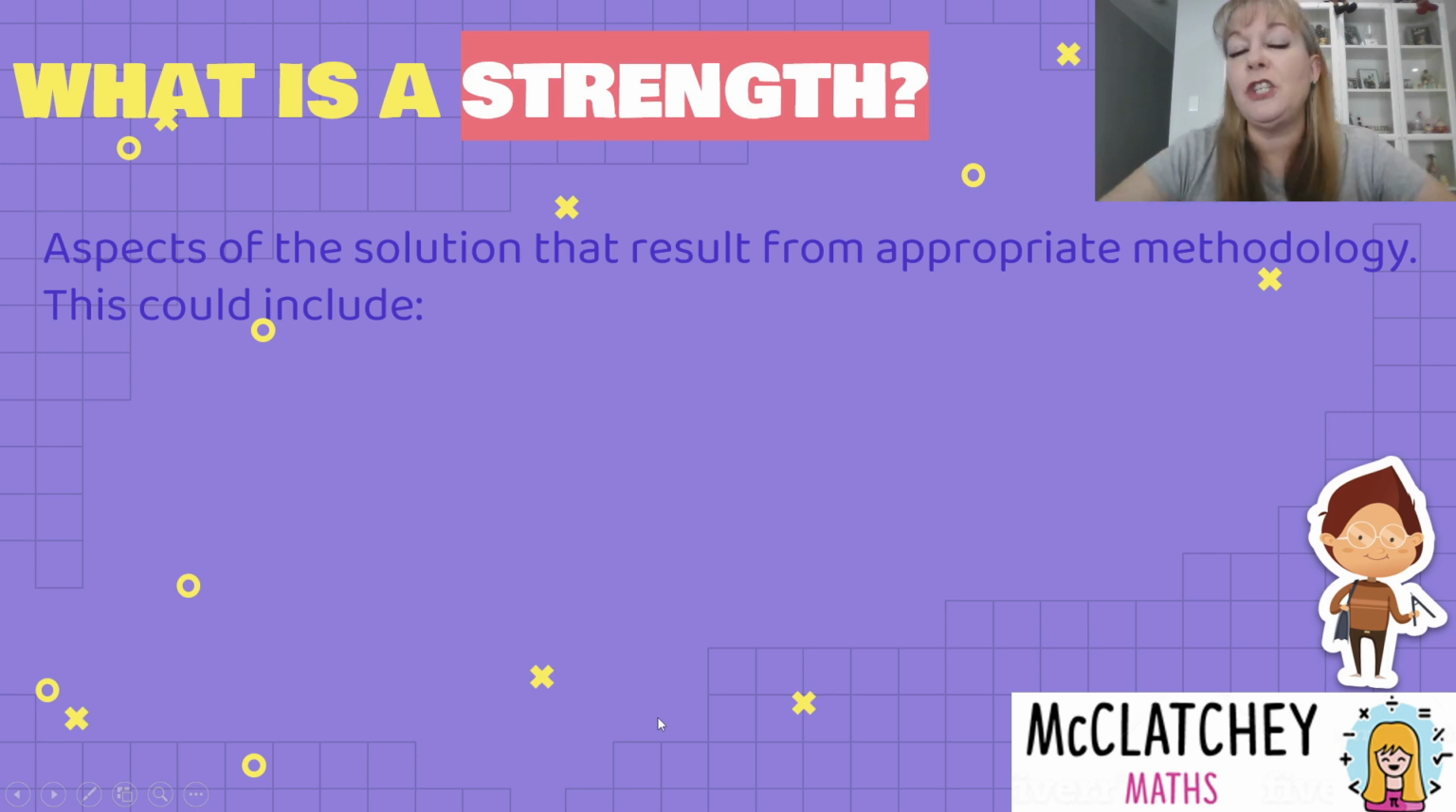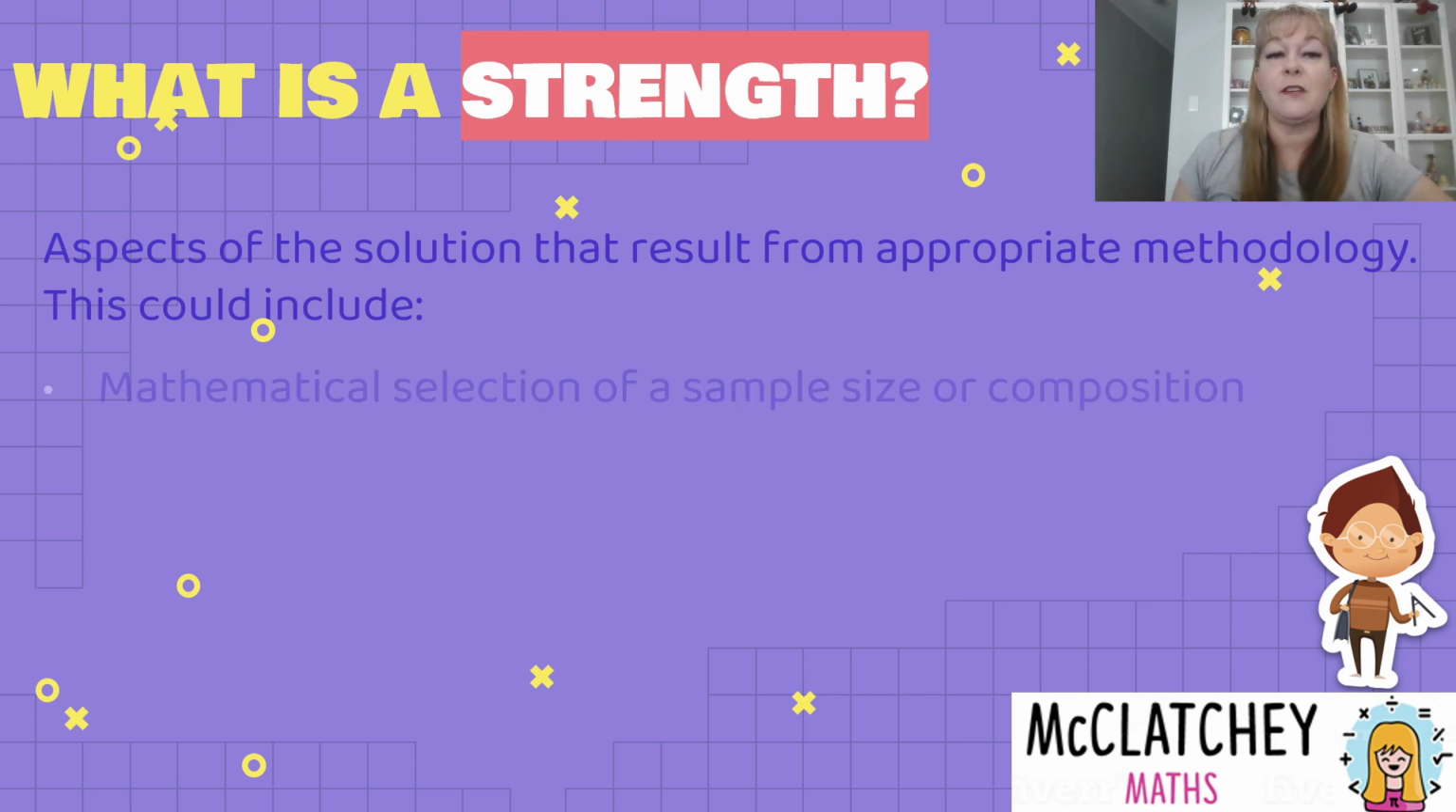Also, your methodology, your procedure, the steps that you took to complete the assignment, these can also be aspects of your assignment that are strengths. So for example, let's say you selected a sample size using mathematics. Maybe it was 10% of the population, maybe it was using the square root of the population method or another valid formula. That's a mathematical selection, so that means that you've got a decent sized sample. That could be a strength that you talk about in this part of the assignment.